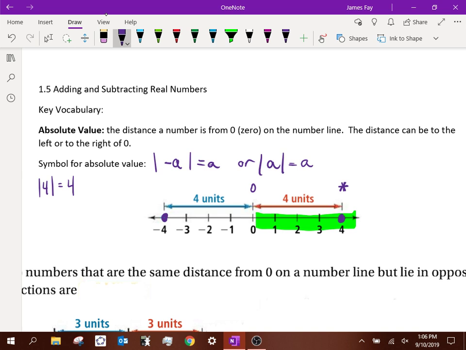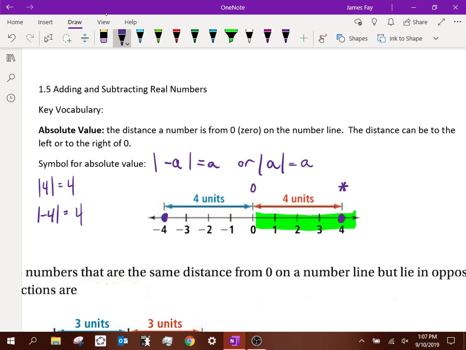Now let's do it the other way. Let's put negative 4 in there. Now I ask the question, what is the distance negative 4 is from 0? If I start at 0 and I walk to negative 4, how many units have you walked? 4. So in the past, maybe you were taught it's an operation that always takes a number and makes it positive. That's how I thought it. And you're absolutely right.